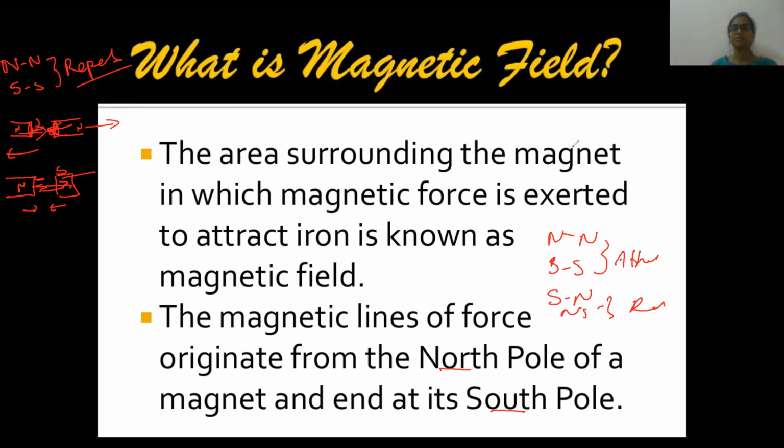What do magnetic lines of force mean? They are imaginary lines. That is the field. How will a field be? It is imagined that it starts from north and ends at the south.